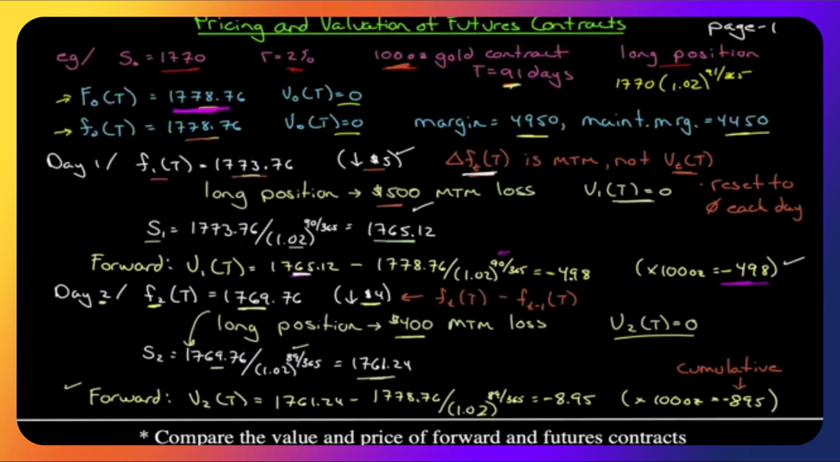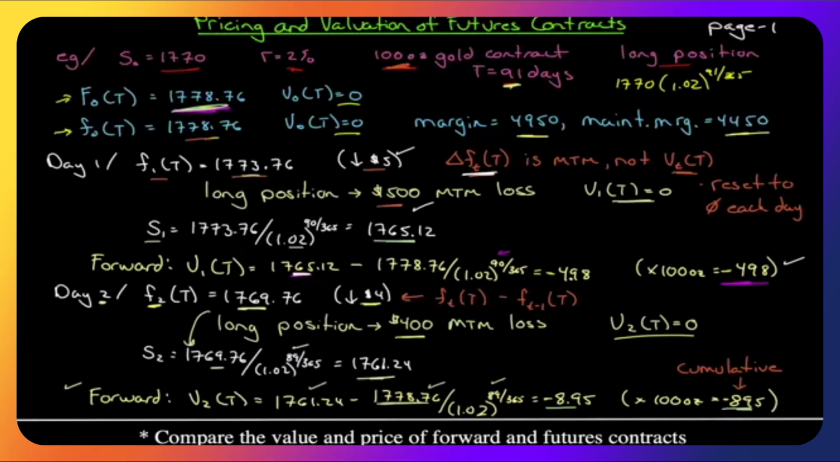How do we calculate the value of the forward contract? It is the spot price minus the present value of the forward price. Look at this. It never changes. The present value of the forward price never changes. It's always fixed. So 1761 minus the present value of that, again, notice 89, we get negative 895. And since it's for $100, we're down $895.